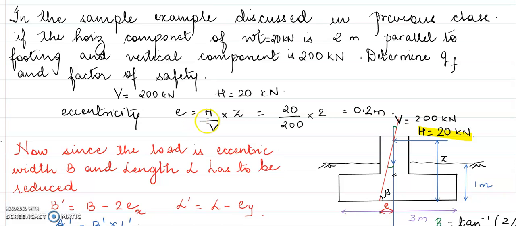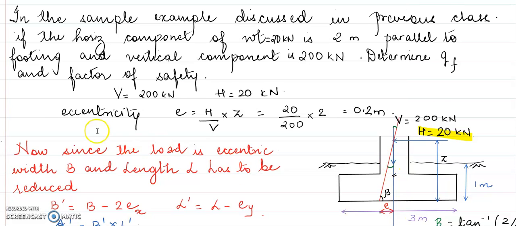Eccentricity will be calculated as H upon V into z. Now z is not the depth of the foundation. Z is the height at which H is acting, so in our case it is 2 meters. So 20 upon 200 into 2. I have just taken this virtual, fictitious data. So you get your eccentricity as 0.2 meters. That means your resultant is going to move 0.2 meters away from the vertical axis.